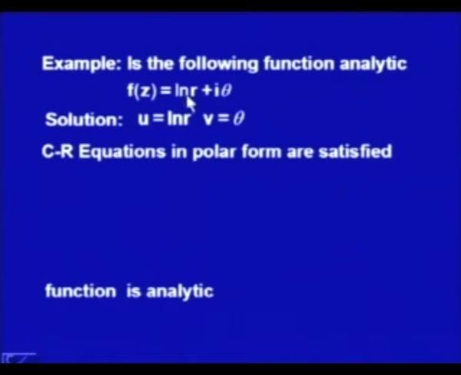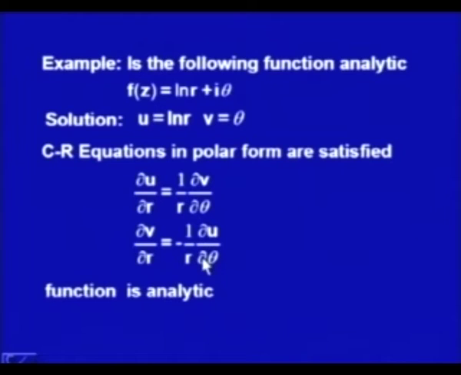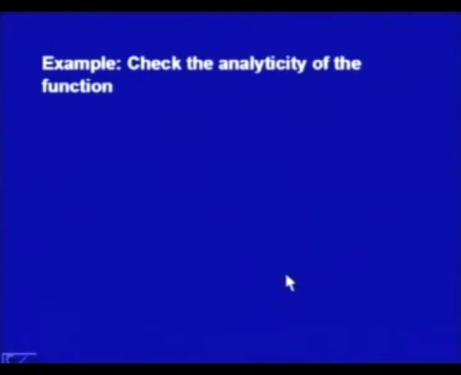So, f(z) is equal to log r plus i theta. Accordingly, u is equal to ln r and v is equal to theta. We make use of polar forms of CR equations which are given as this, and one can check that these conditions are satisfied. This is straightforward. So, the function is analytic.